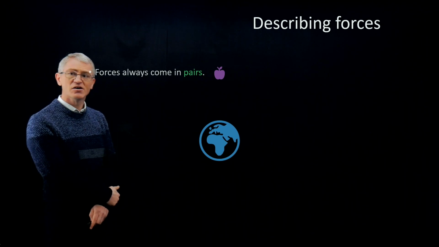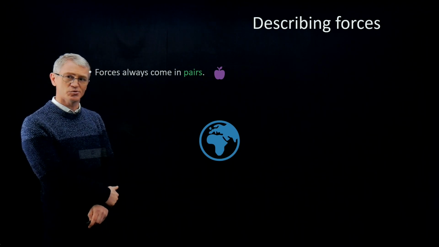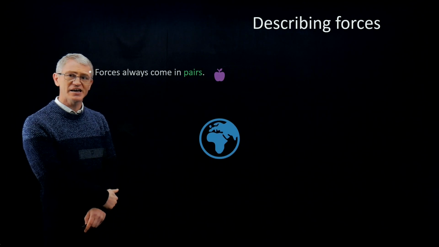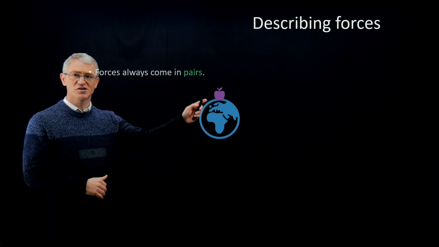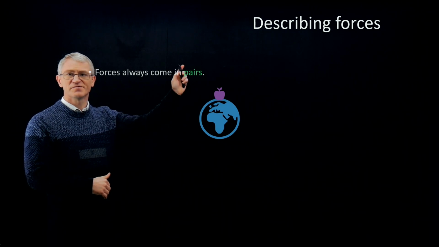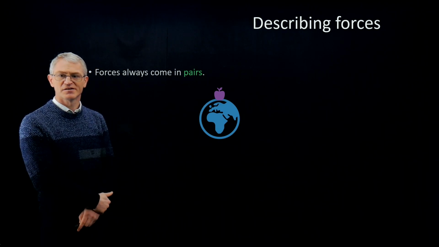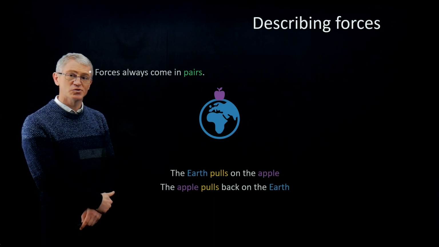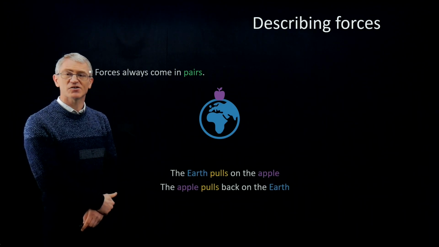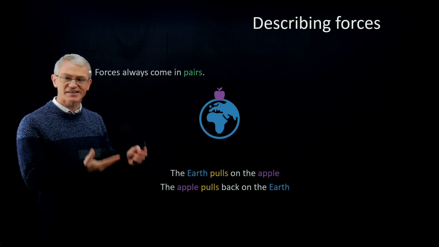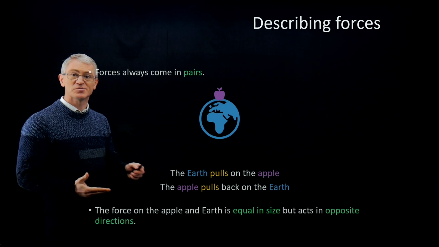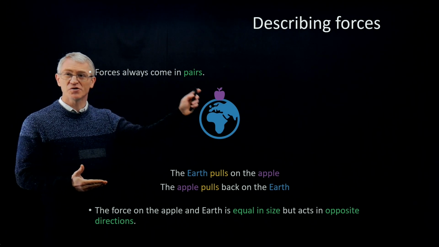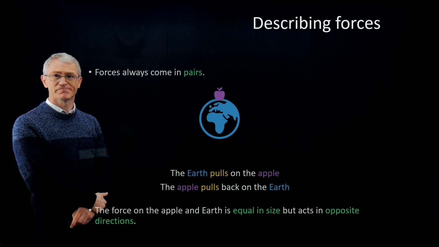Now, forces always come in pairs. Let's look at another example. Here, an apple is falling towards the earth. There is a force that's pulling it down. The earth pulls on the apple, and the apple pulls back on the earth. It's acting in that kind of pair. The force on the apple and the earth is equal in size, but acts in opposite directions.